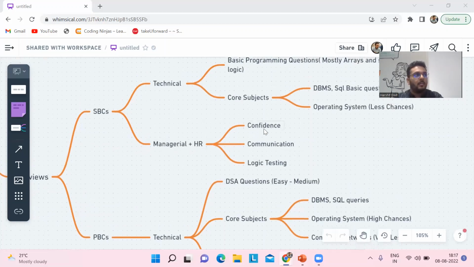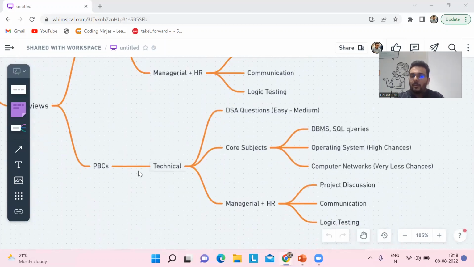These questions basically check your confidence, your communication skills, and sometimes your logic skills. They can give you a puzzle kind of question, or a situation where there is no correct or wrong answer. They are just going to check your approach, how you are approaching something. The same thing applies for product-based companies as well. Again, they check your communication skills and logical skills, whether you can apply logic and approach a certain problem or not.